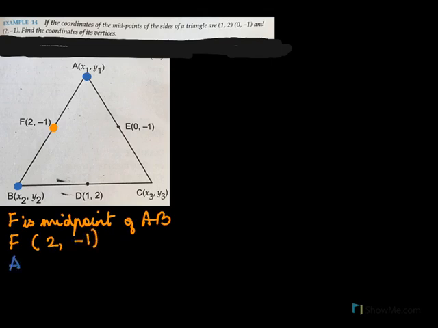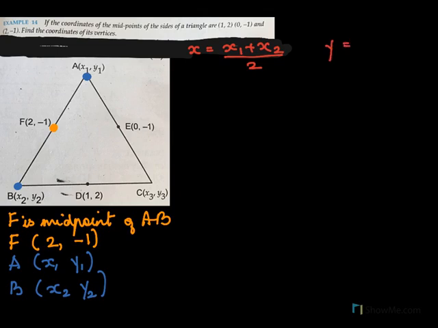Now let's start with AB. We know F is the midpoint of AB, so we start with that. F is the midpoint of AB. Now F is (2, -1). Our A we have taken as (x1, y1), and B we have taken as (x2, y2). So using the formula of midpoint, x equals x1 plus x2 divided by 2, and y equals y1 plus y2 divided by 2.